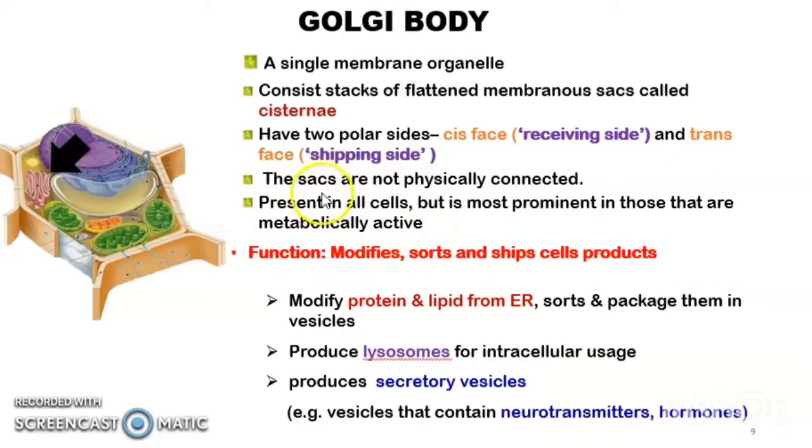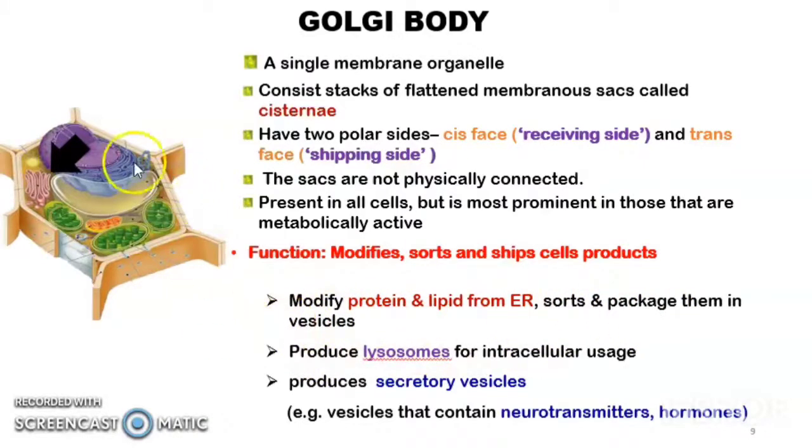Okay, so what is the function of Golgi body? Its function is to modify, sort, and ship cell products. So where do the proteins come from? The protein and lipid come from the endoplasmic reticulum. So once rough and also smooth endoplasmic reticulum transport protein and also lipid to the Golgi body, what will Golgi body do? It will modify the protein and also lipid from both rough and smooth endoplasmic reticulum, and then it will sort and also package them in vesicles.